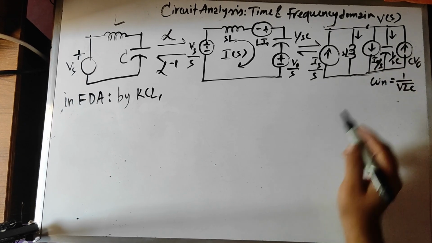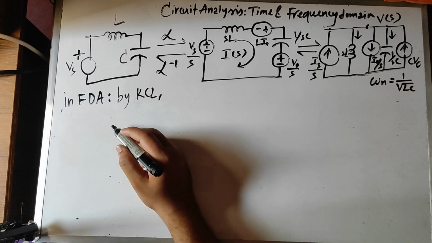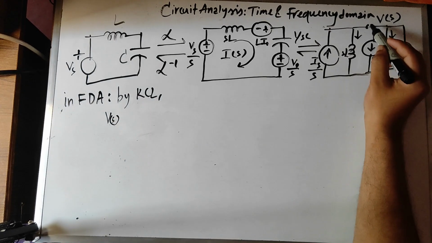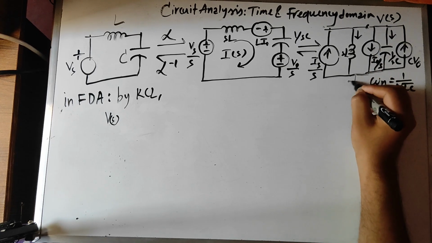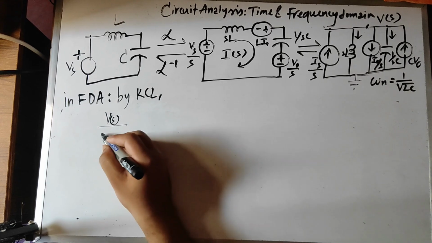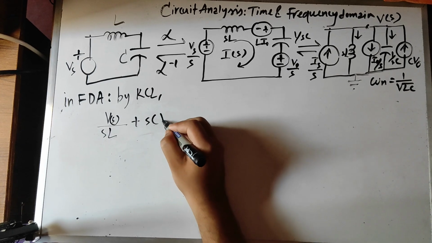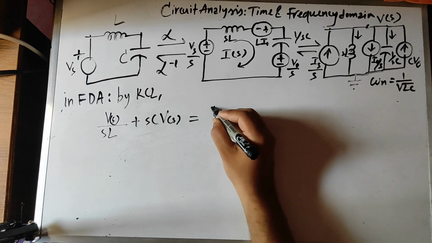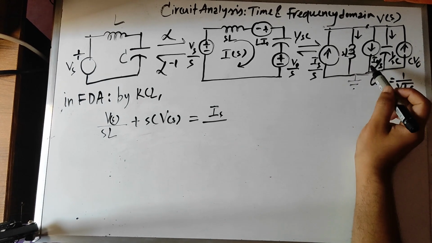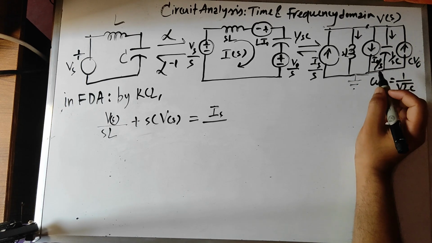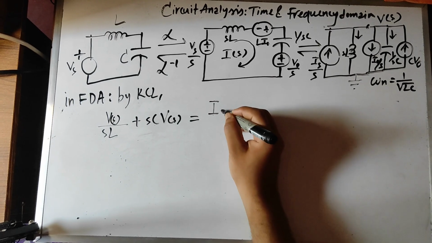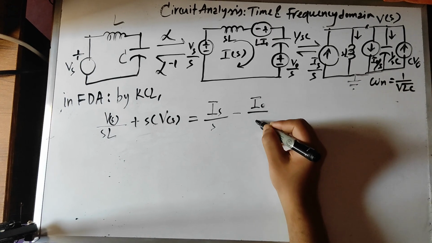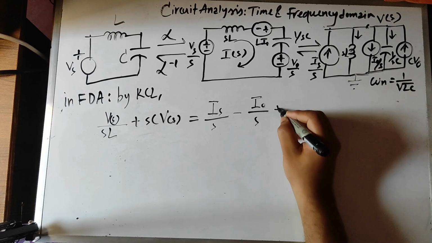Now we apply KCL in this circuit. Here we can see that at this node the voltage is Vs, which is 1/S times Vs by (SL plus SC)... Is, assuming the current direction I have assumed here, is Is by S minus the initial current Io by S plus C·Vo.